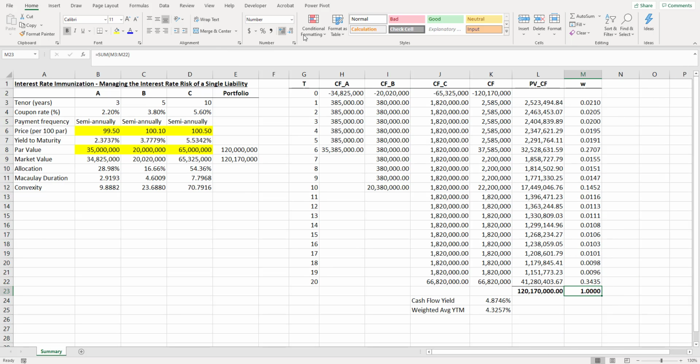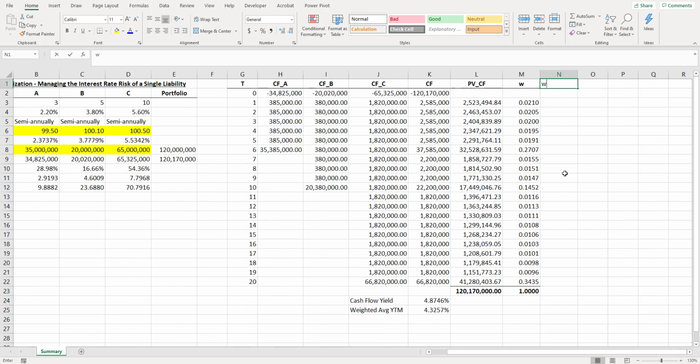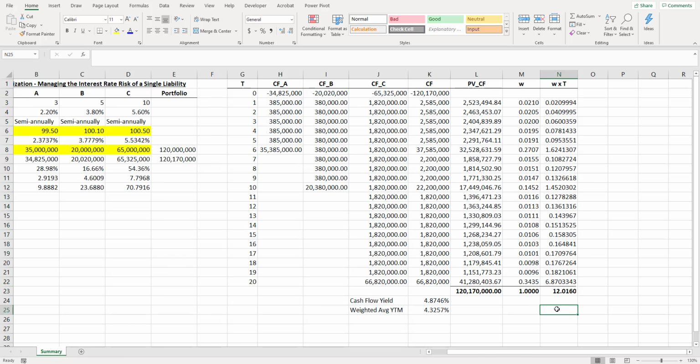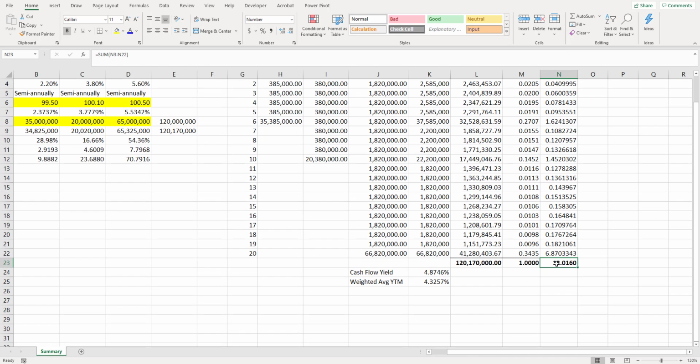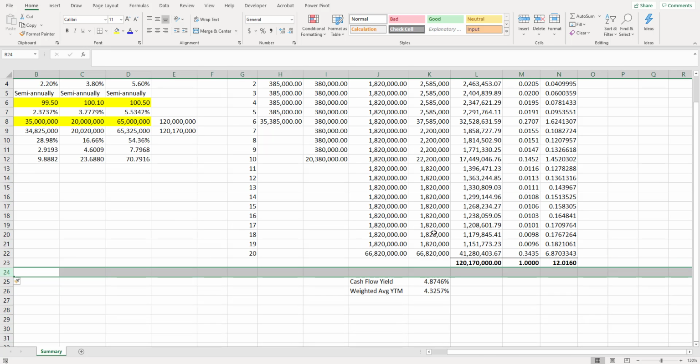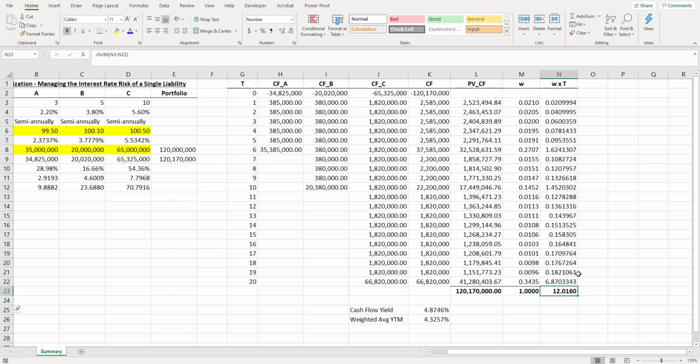Now I'm going to calculate the Macaulay duration. I'll take the weight times the time period. I will click on this and sum up, and then I will just drag over. So it's 12.016 here. Now I'll just create a row. This is the Macaulay duration, 12.016, but this is in semi-annual periods.